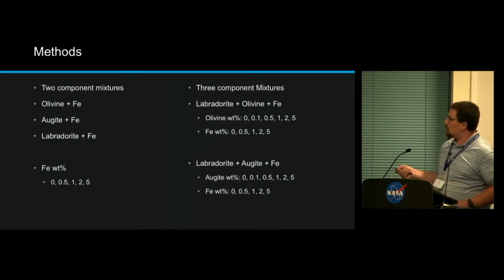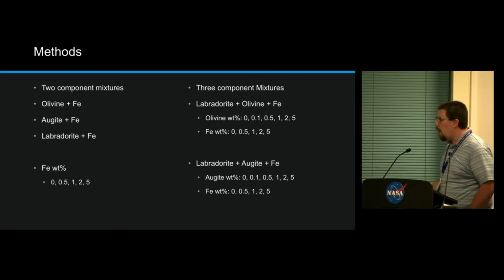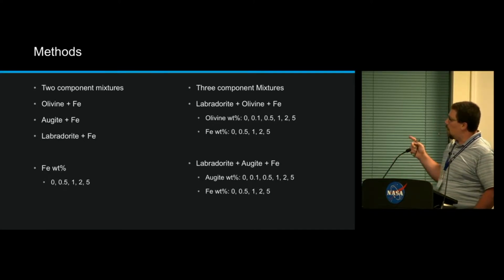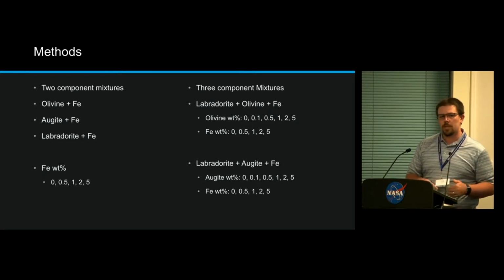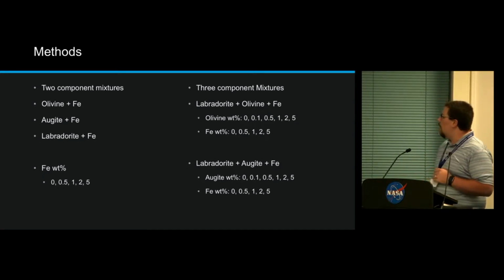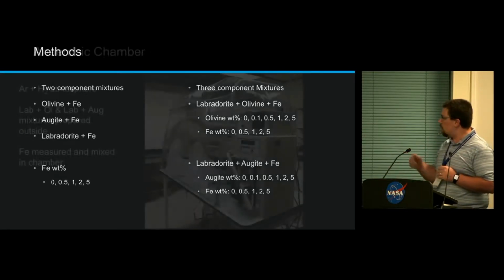So our compositional system that we worked with here: we had 2 component mixtures of olivine, augite, and labradorite mixed with various amounts of iron, and then 3 component mixtures where labradorite made up the bulk of the sample with a little bit of either olivine or pyroxene, and then some amount of iron with it. I won't read the chart of weight percents and everything here, but it was very consistent.